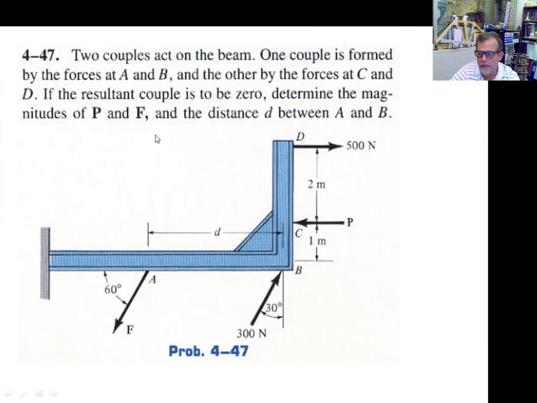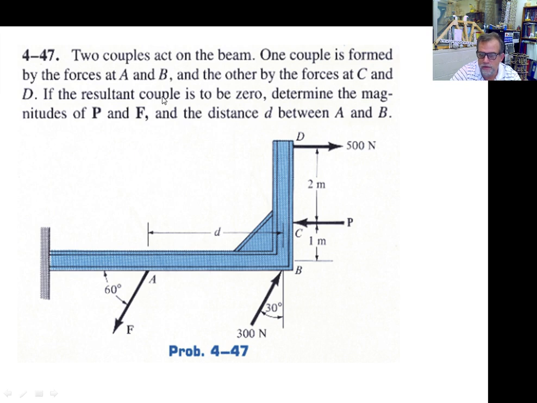It says two couples act on the beam. One couple is formed by the forces A and B, these two forces, and the other one is forces C and D, okay, here. If the resultant couple is to be zero, determine the magnitude of P and F and the distance D between A and B. Okay.